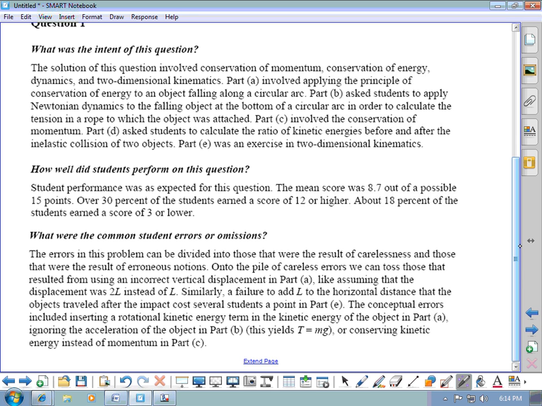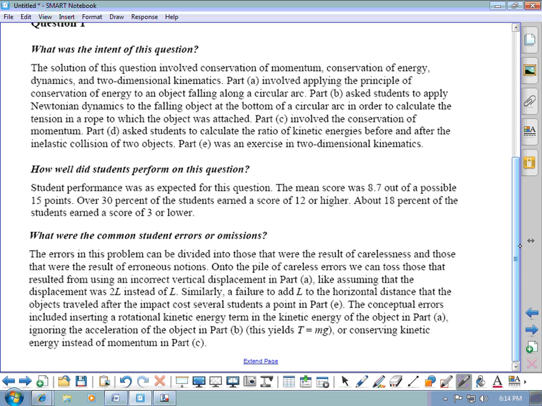Again, this is a fairly straightforward question. It was somewhat difficult because there were a lot of pieces to it. That's what caused that 18% to earn a score of 3 or lower on this question. But all the pieces by themselves were fairly straightforward, and so that's what caused that average score to be pretty decent.